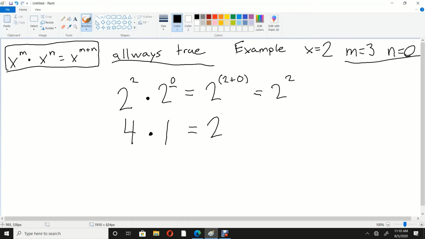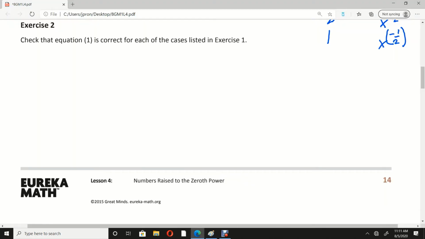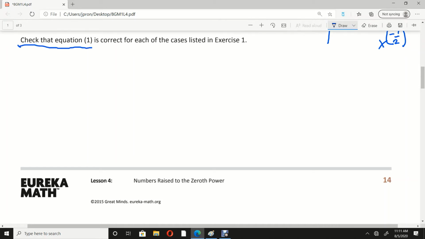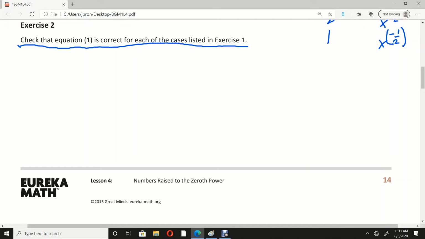Equals 2 to the second power. Well, is that the case? 4 times 1 is 4. What's 2 to the second power? 4. It works. It works every time. It works if you make m a 0. These work. All right, so look, come to exercise 2. It wants us to check this again using some real numbers, or check to see if it's correct. We did that over there on my paint thing. You can rewind and go check that.